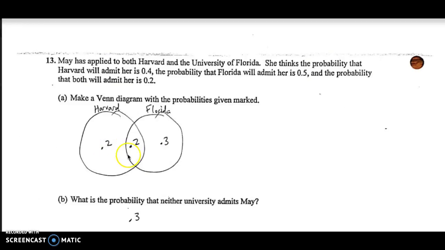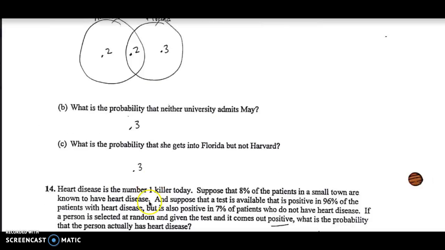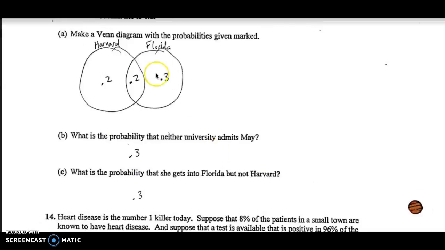Which means that if you add these up, what's the probability that neither university admits her? This added up, all these is 0.7, so the probability that she doesn't get into either college, left over 1 minus 0.7, will give you 0.3. Part C, what's the probability that she gets into Florida but not Harvard? So we're looking for the part of the circle that's Florida that doesn't touch the Harvard circle at all, which is 0.3.